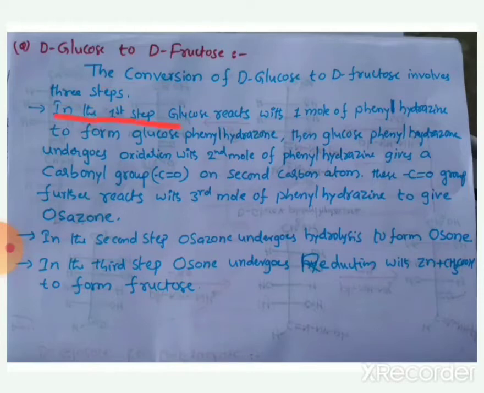In the first step, glucose reacts with 1 mole of phenylhydrazine to form glucose phenylhydrazone. Then glucose phenylhydrazone undergoes oxidation with a second mole of phenylhydrazine, which gives a carbonyl group on the second carbon atom. This C=O group further reacts with a third mole of phenylhydrazine to give osazone.